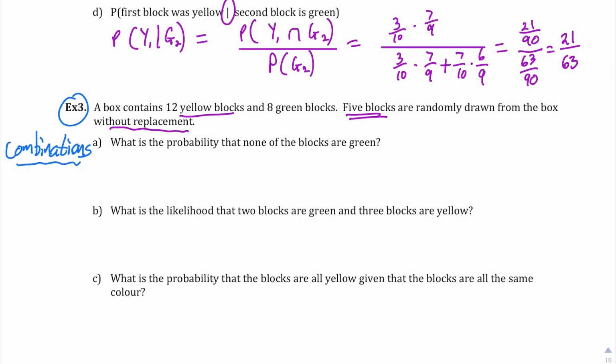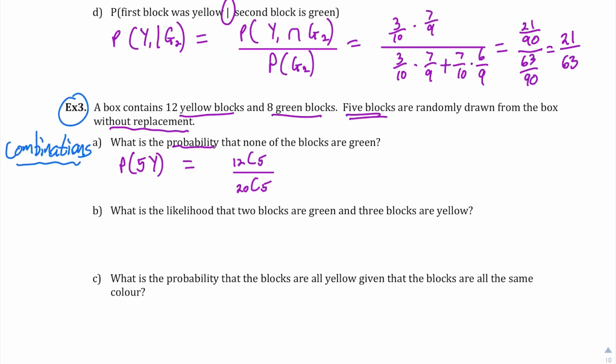So a very similar question, 12 yellow blocks, 8 green blocks, and we are drawing 5 without replacement. The probability that none of the blocks are green is essentially the probability of 5 yellows. And the way we can draw 5 yellow blocks is 12 choose 5, divided by the total number of ways of choosing 5 blocks out of 20. Of course we're not being asked for the total number of ways, we're being asked for probability, and hence the need for our denominator.